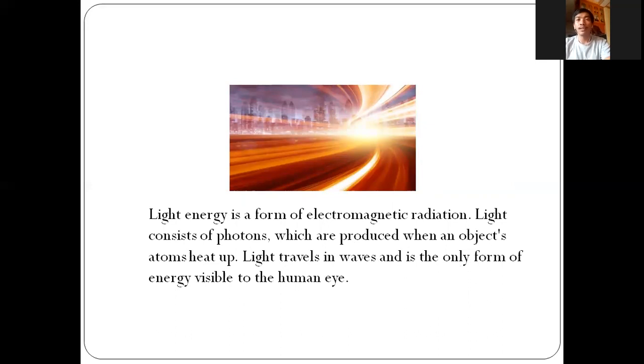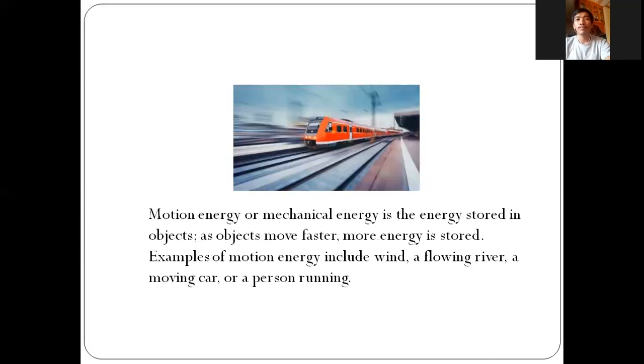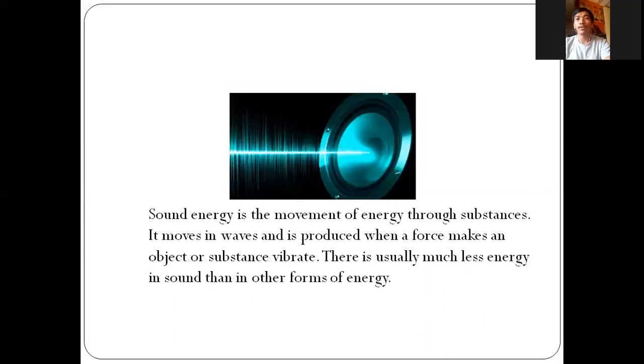Light energy. Light energy is a form of electromagnetic radiation. Light consists of photons, which are produced when an object's atoms heat up. Light travels in waves and is the only form of energy visible to the human eye. Motion energy, or mechanical energy, is the energy stored in objects. As objects move faster, more energy is stored. Examples of motion energy include wind and a flowing river, a moving car, or a person running.